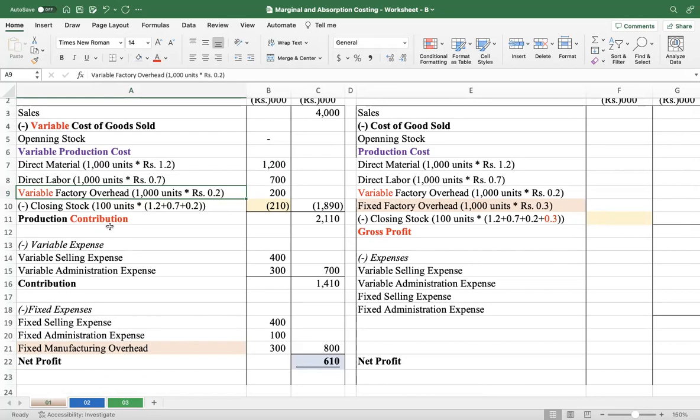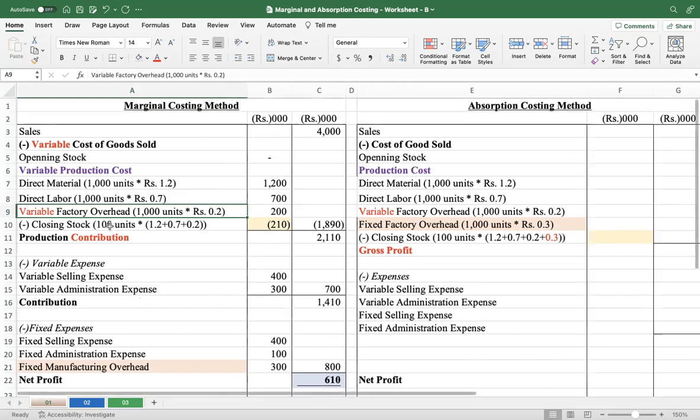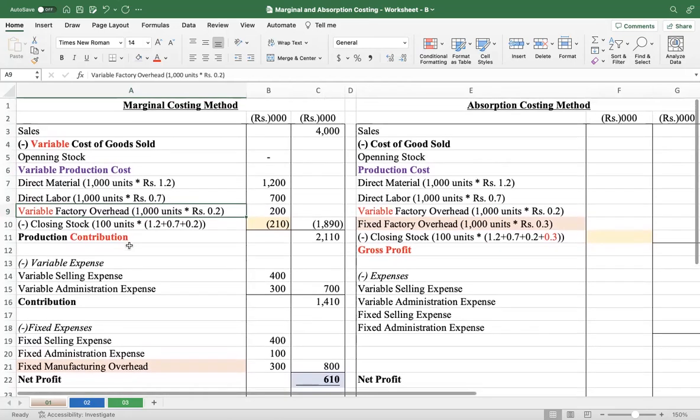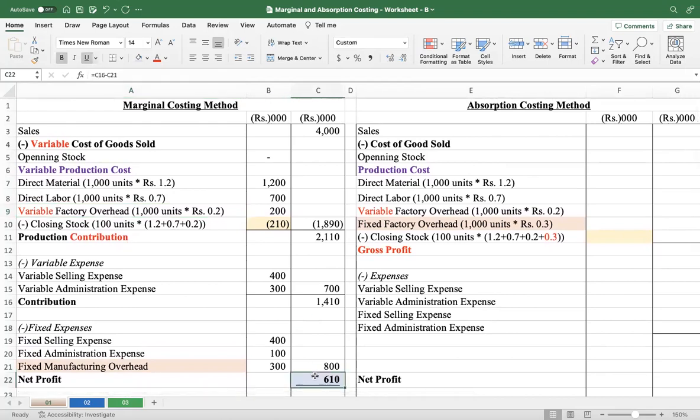Because they think understanding the variable cost and profit relationship, or the contribution and profit relationship, is more important in decision making. I hope you all remember this. I mentioned this when I was discussing the tutorial. Right. So now we finished the computations for the marginal costing method. And we got the answer, net profit 610.